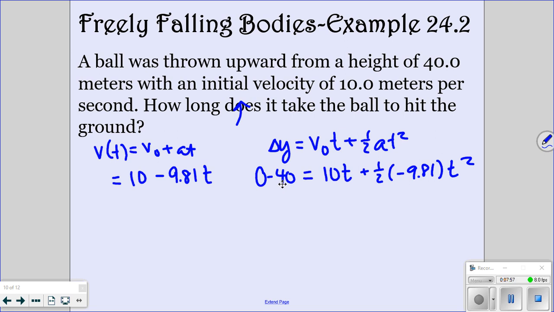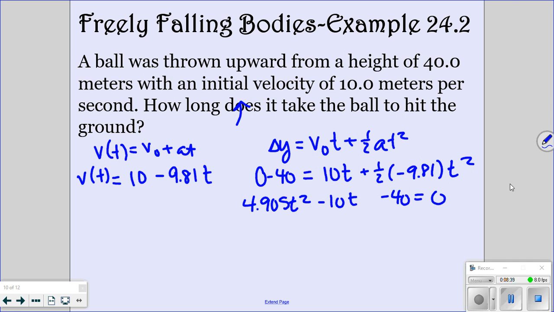We want to know how long it takes to hit the ground. So we're solving for our t. We don't know the v sub t here, so we're going to want to use the equation on the right. Just like we did last time, we're going to set it up to use quadratic formula. So we're going to move it over here and have 4.905 t squared, and then minus 10 t, and then minus 40 equals 0. And so use your calculator to get your 2 answers.